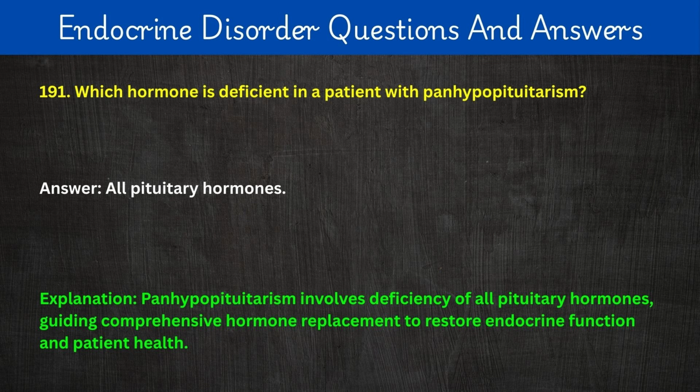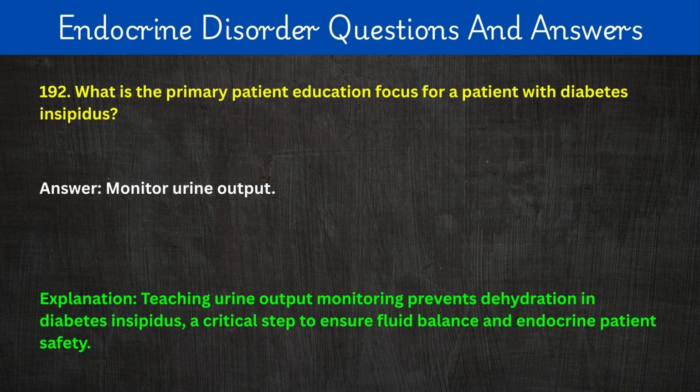191. Which hormone is deficient in a patient with panhypopituitarism? Answer: all pituitary hormones. Explanation: panhypopituitarism involves deficiency of all pituitary hormones, guiding comprehensive hormone replacement to restore endocrine function and patient health. 192. What is the primary patient education focus for a patient with diabetes insipidus? Answer: monitor urine output. Explanation: teaching urine output monitoring prevents dehydration in diabetes insipidus, a critical step to ensure fluid balance and endocrine patient safety.